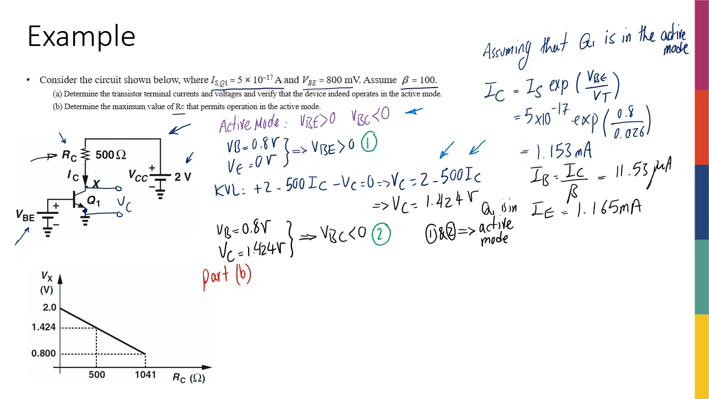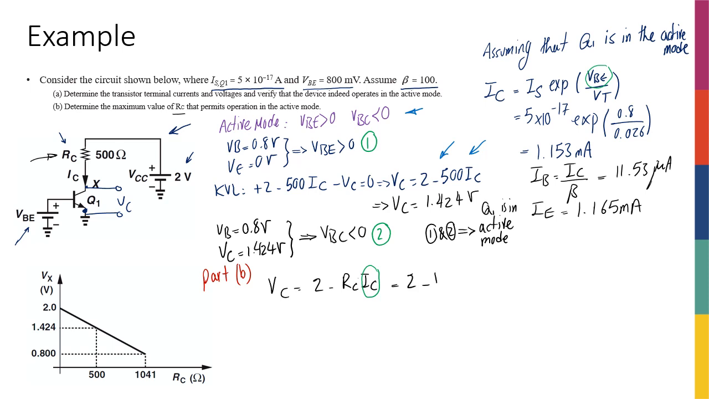I know that VC is equal to 2 minus RC IC, right? The nice thing about this expression is that IC is also independent of the value of the resistor, because I saw that it is actually dependent only on the VBE. That's the nice thing about the transistor. The current of the collector is independent of everything other than, it's only controlled by the base emitter voltage, right?